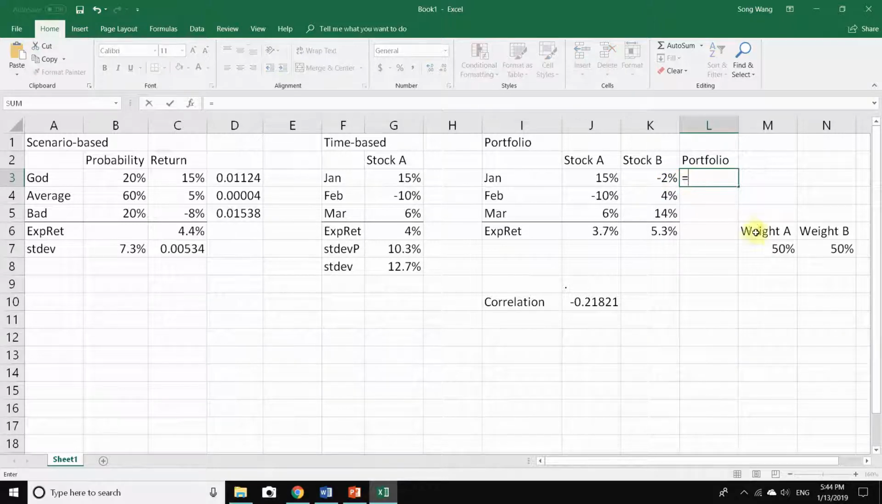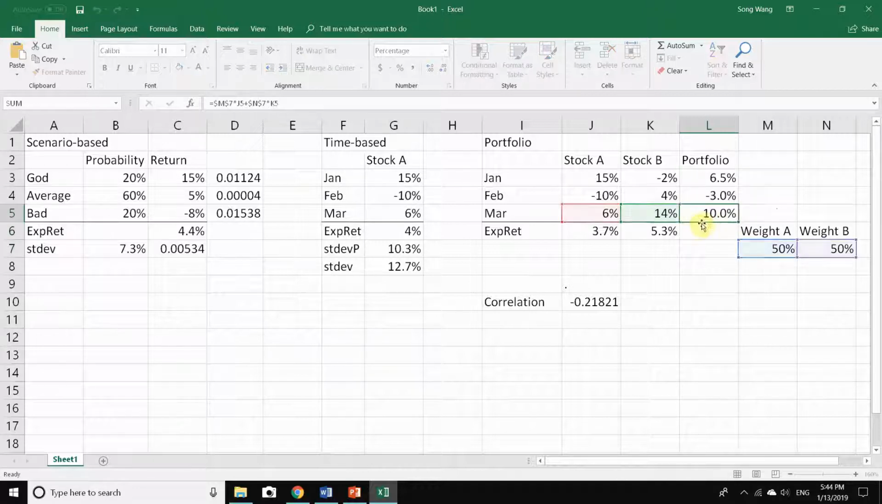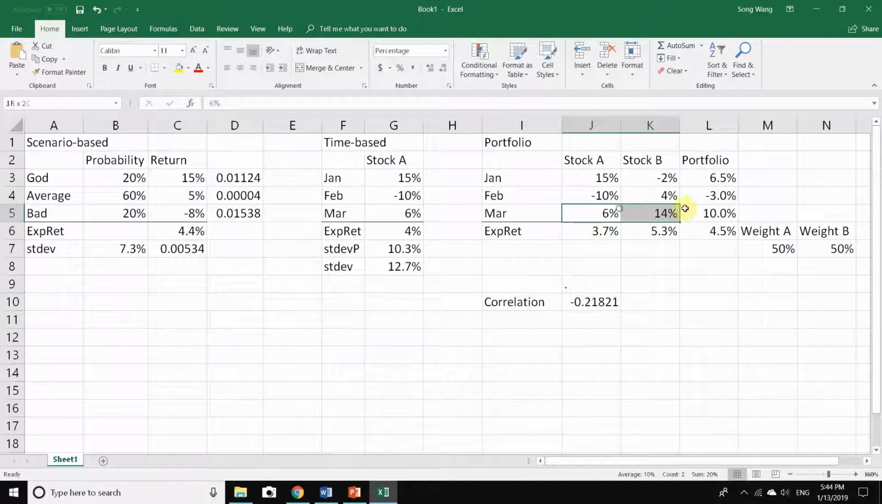So I'm going to use 50% and make sure I lock it. So far you should know what locking means. Times A's return plus this weight, lock it. Hit the hotkey F4 for lock, times B's return. Hit enter. So that's the portfolio return for January, and then drag it all the way down. That's 10%, and this I can drag down as well. As you can see, the portfolio return will be just in the middle between the two returns.